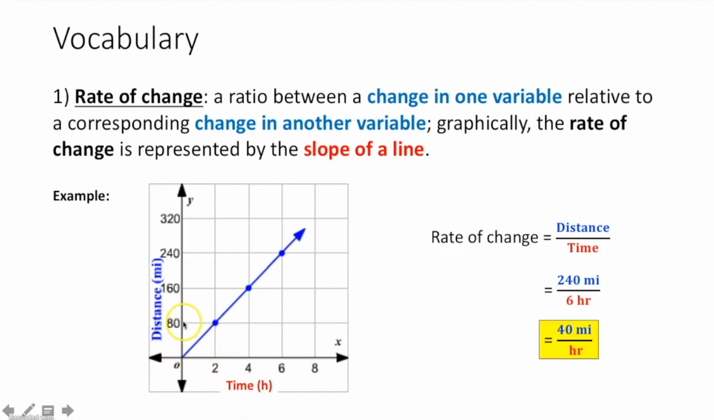So when we travel 80 miles, it takes 2 hours. You could also look at when we travel 240 miles, it takes 6 hours. So if you were to simplify that, you would end up getting a change of 40 miles over 1 hour. For every 40 miles you travel, it takes 1 hour, 40 miles per hour. That's where the rate of change comes from.